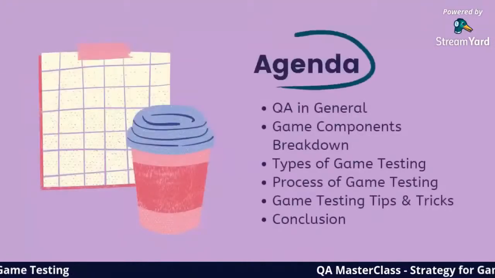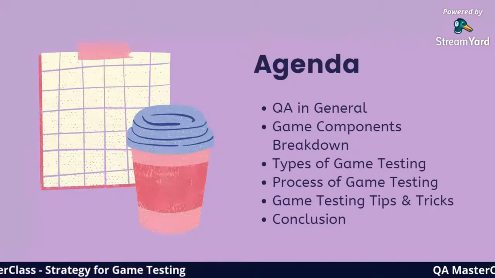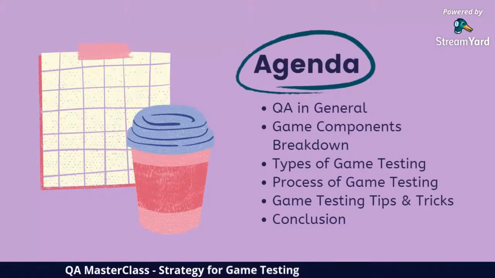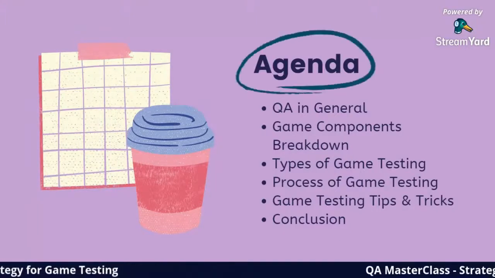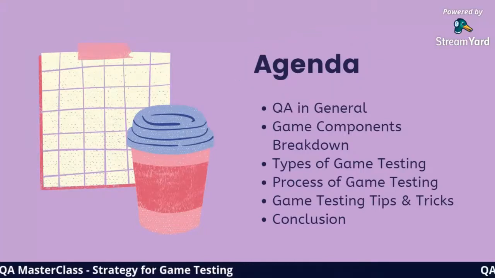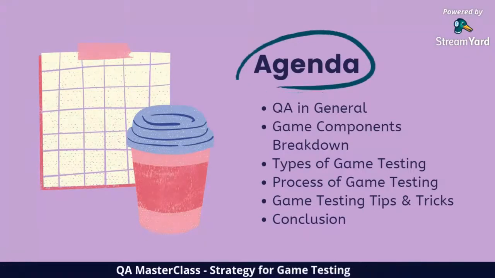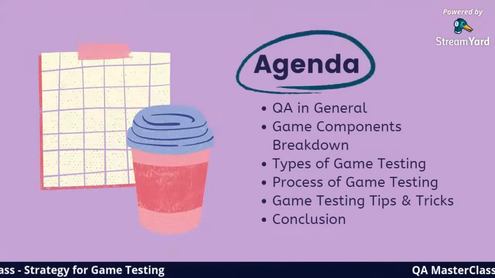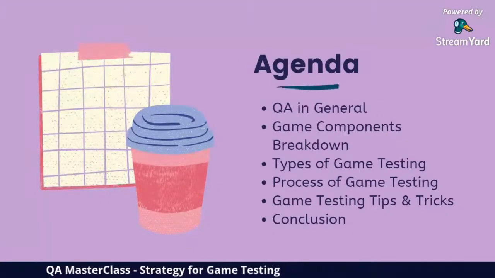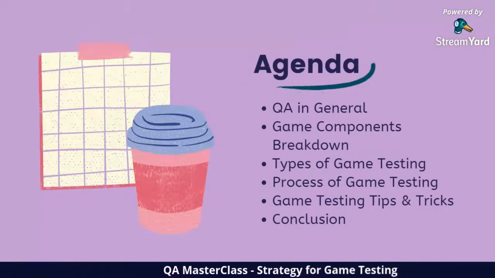Starting with the agenda, I'll be talking about QA in general. There are a lot of misconceptions and confusion around QA and the terminology, and what quality assurance generally encompasses. Then we're going to talk about game components, as we're talking particularly about game testing. After we decide what QA is, we'll see that if there is a game, regardless of whether it's a mobile game or a console game, what components anybody, particularly a QA person, needs to keep in mind in order to design a good strategy.